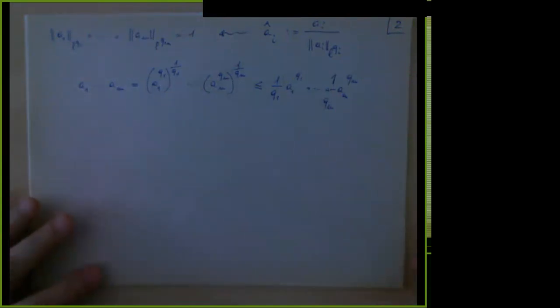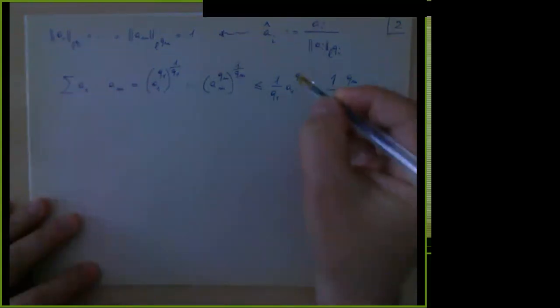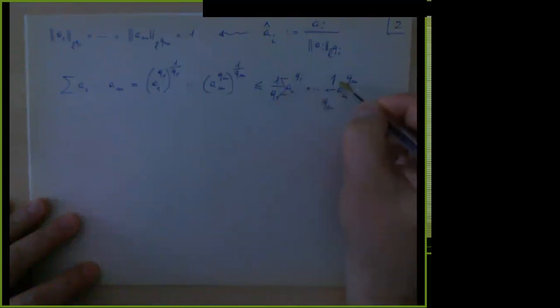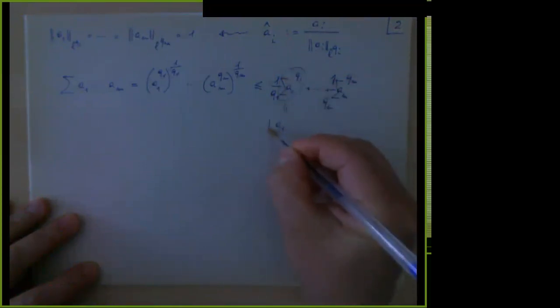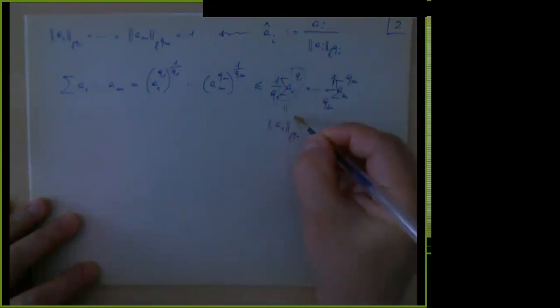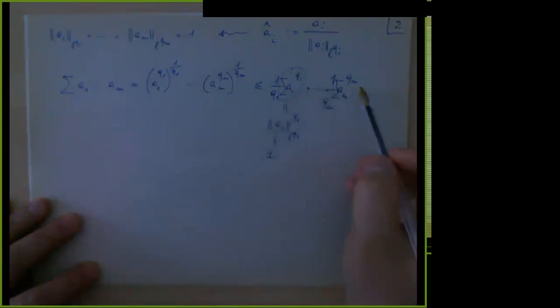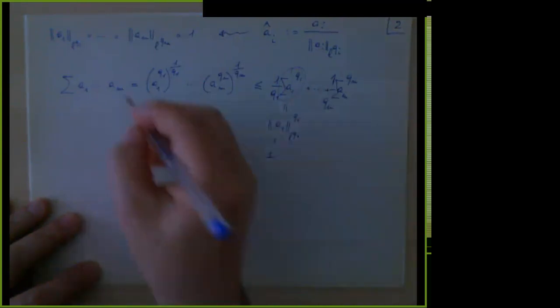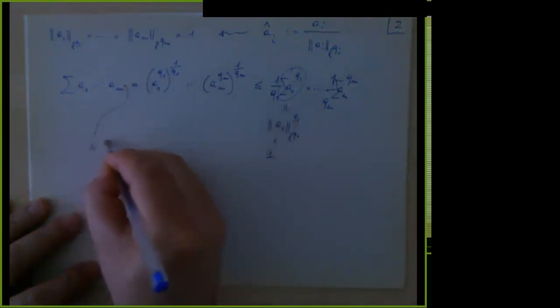Okay, so at this point, essentially I claim that the proof is over, because all we need to do is to sum on both sides. So we sum and we sum, so that the sum goes here and the sum goes here. Then what do we know about this object? Well, this is nothing else than the norm of A1 in L^Q1 to the power Q1, right? But this is 1. And the same applies to all other terms. Therefore, we have shown that this is less or equal than 1.